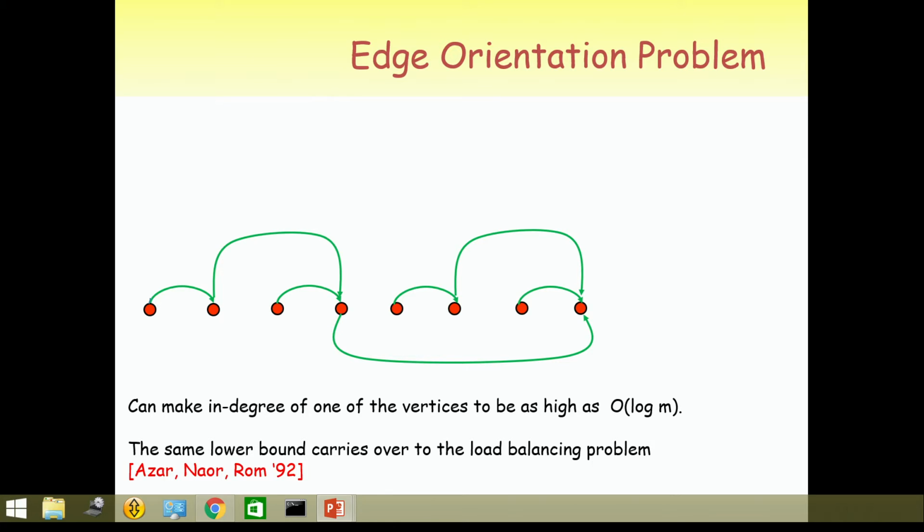So this shows a lower bound. One can also show a lower bound for randomized algorithms, and it follows that the same lower bound carries over to load balancing because it's only a more difficult problem.